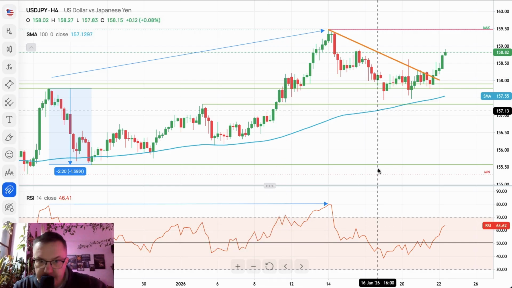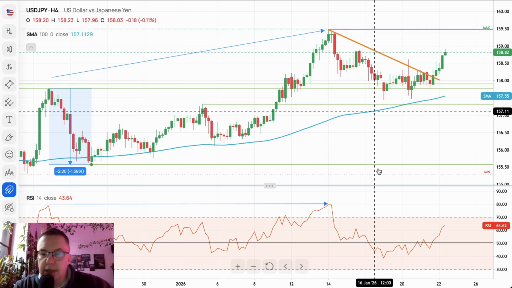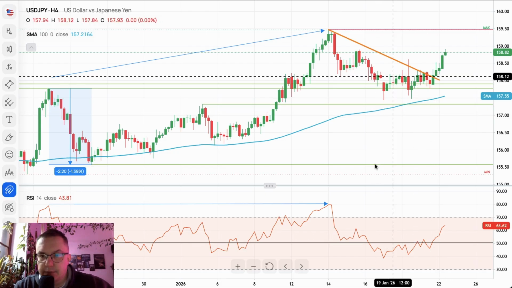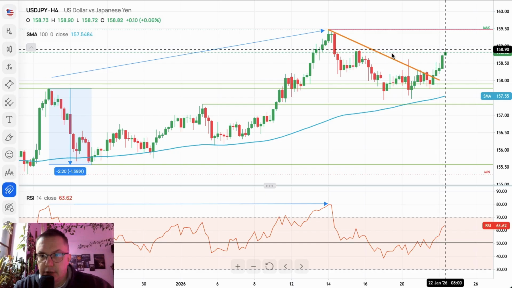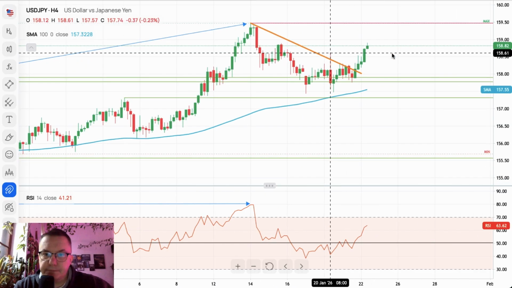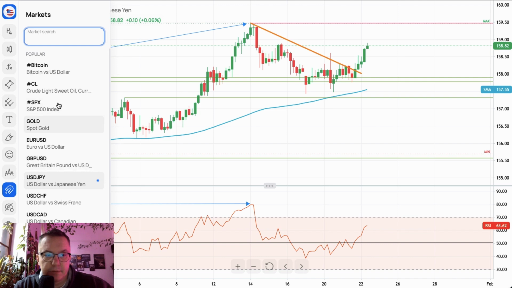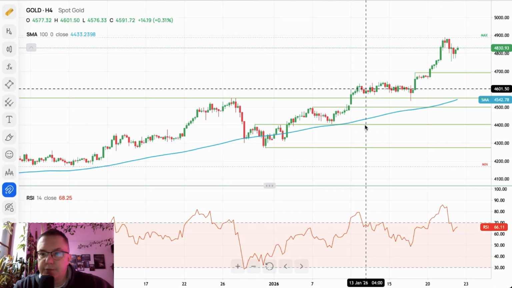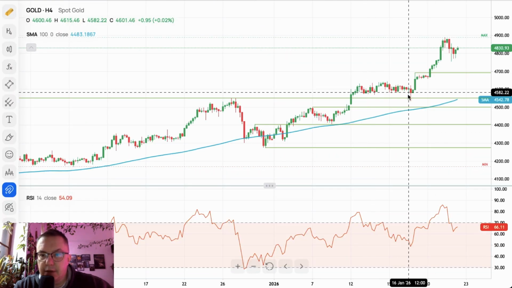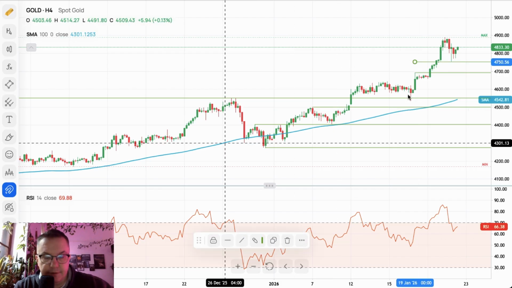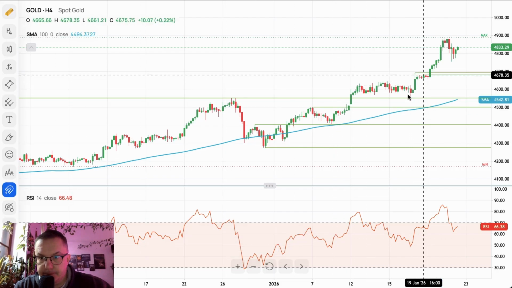So what we have here is a typical setup to the upside with strong momentum, breakout above the trend line. We are waiting for the test of the higher levels. It looks like the US dollar Japanese yen bulls are back. The gold market has hit the level of 4,900 as far as I'm concerned. Let me just check this out.